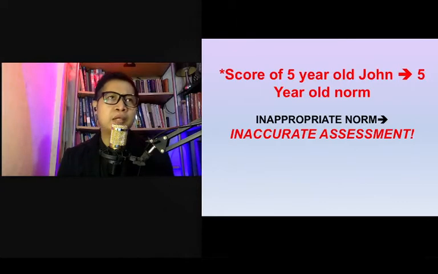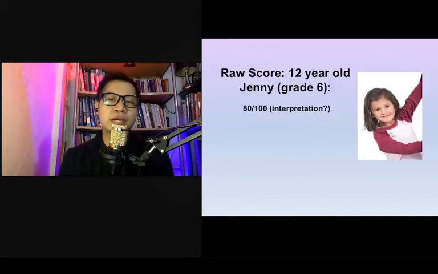Pag mali ang label na naibigay mo sa raw score, that will lead you to an inaccurate assessment, and inaccurate assessment can be dangerous. Kasi kapag mali yung assessment mo sa tao, mali din yung decision mo. Remember, your decision about a person, kung ano ang ire-recommend mo na gagawin niya o gagawin sa kanya, depende sa assessment. So if you have a wrong assessment because you have used a wrong norm, that leads you to a wrong decision towards the person na pwede pang ikasira ng kanyang buhay. Kaya para maiwasan yan, dapat imamatch mo yung edad ng raw score doon sa edad ng norm.